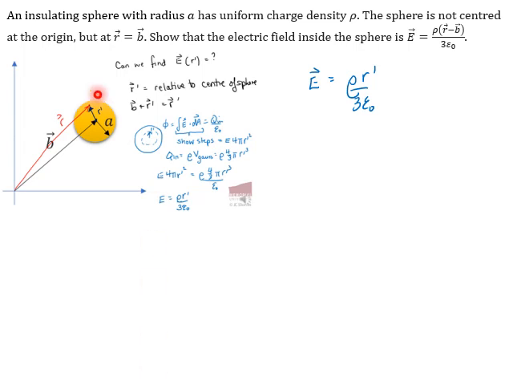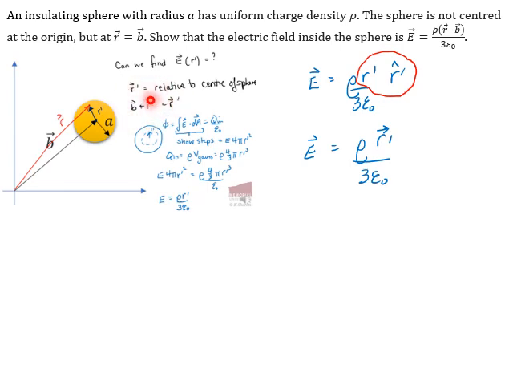The direction of the electric field is radially outwards. It's in the same direction as the r primed vector. So we could write that direction as r primed hat. So here's where the unit vector notation comes in pretty handy. If we look at this, r primed times r primed hat, that's our vector, r primed. So let's write that one down. So our electric field is equal to rho times r primed, the vector, divided by 3 times epsilon naught. That gives us the electric field inside this sphere.